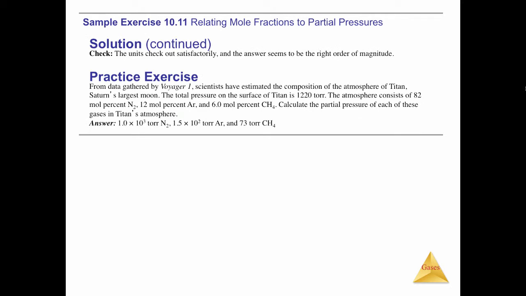From data gathered by Voyager 1, scientists have estimated the composition of the atmosphere of Titan, Saturn's largest moon. The total pressure at the surface of Titan is 1,220 torr. The atmosphere consists of 82 mole% nitrogen, 12 mole% argon, and 6 mole% methane. Calculate the partial pressure of each of these gases in Titan's atmosphere.